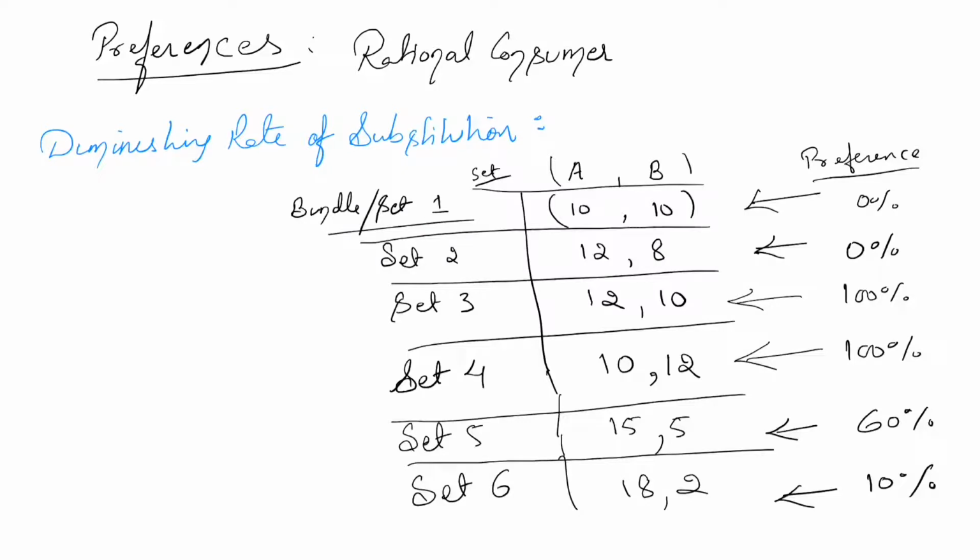Suppose the consumer has 6 sets, set 1, set 2, set 3, set 4, set 5 and set 6, which have different quantities of goods A and B: 10 and 10, 12 and 8, 12 and 10, 10 and 12, 15 and 5, 18 and 2. The consumer is 100% likely to choose between set 3 and set 4 because they have more of one good and not less of the other.